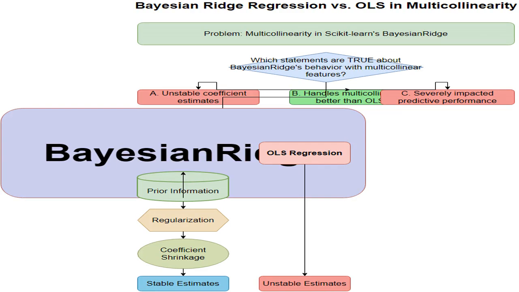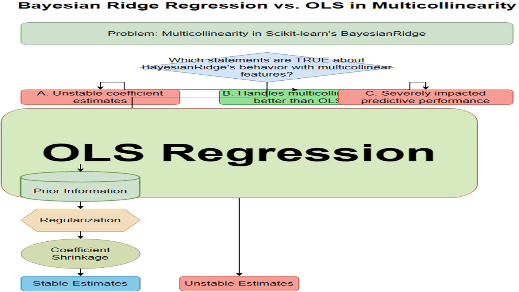This refers to the BayesianRidge regression model from Sklearn. It's a type of linear regression model that incorporates a Bayesian approach to estimation, making it more robust to multicollinearity and overfitting compared to ordinary least squares regression, OLS. OLS stands for ordinary least squares. It's a common method for fitting a linear regression model. However, it's more sensitive to multicollinearity, and can produce unstable and unreliable coefficient estimates.